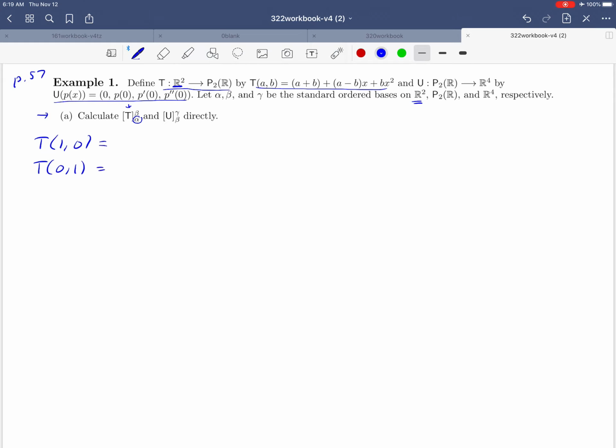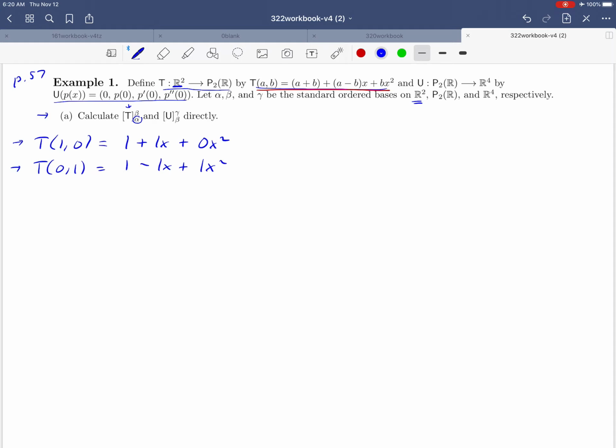We have a formula for T that looks like this. To calculate T of (1, 0), we substitute in a equals 1 and b equals 0, and if you do that in the formula, you get 1 plus 1x plus 0x squared. Similarly for T of (0, 1), now it's a that's 0 and b that's 1, and you substitute those numbers in, you get 1 minus 1x plus 1x squared.